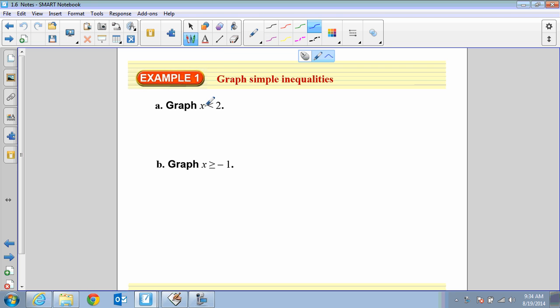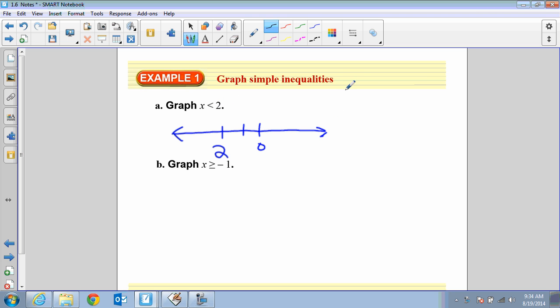Okay, so it says graph x is less than 2. What x is less than 2 means is that we want numbers that are all less than 2. So usually just plot a few numbers. And remember, if the letter's on the left side, the arrow will point to where it's going. You know, x is less than 2, or the alligator or Pac-Man will eat the bigger number.